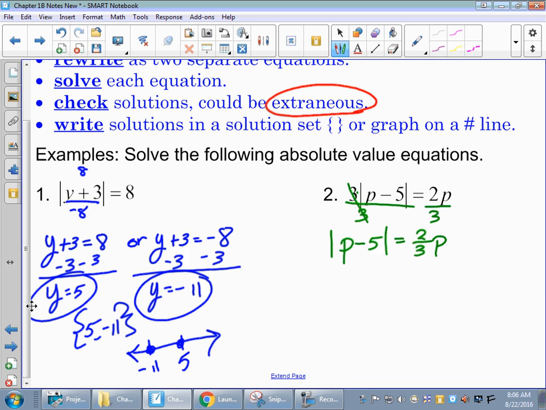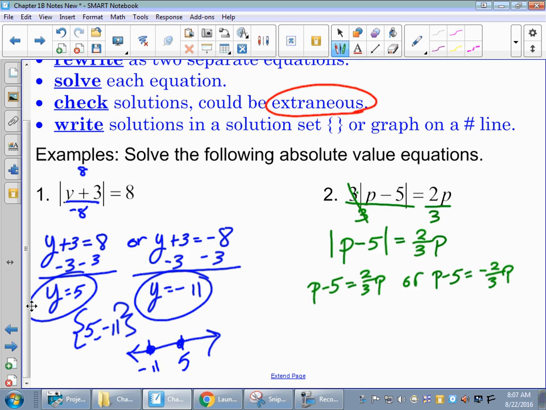So we go back to the basics and say, well, every number except for 0 has 2 absolute values. So p minus 5 would equal 2/3 p. That would be the absolute value to the right. Or p minus 5 is equal to negative 2/3 p. That would be the number to the left of 0.